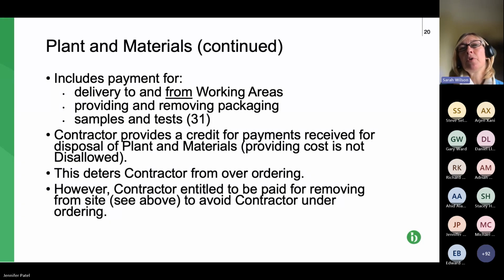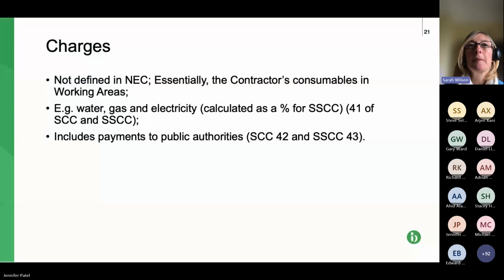You can also claim for the provision of and removing packaging. So that would be time removing packaging, also for sampling and testing. It also, so these are the checks and balances, the contractor provides a credit for payments received for the disposal of plant and materials. So if anything's returned, etc. And there's a deterrent to try and prevent over ordering as well. So if we can move to the next slide, please.